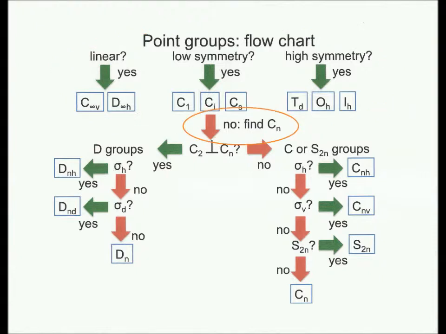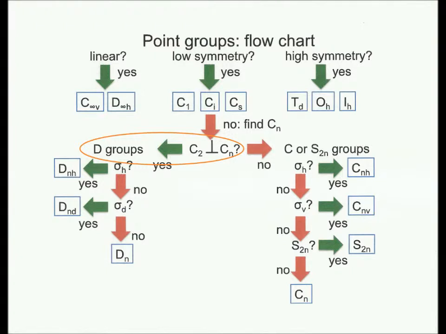If the molecule does not belong to one of the special groups of either low or high symmetry, we next find the principal axis of rotation. Next, we determine whether or not the molecule has a C2 axis perpendicular to the primary axis of rotation.